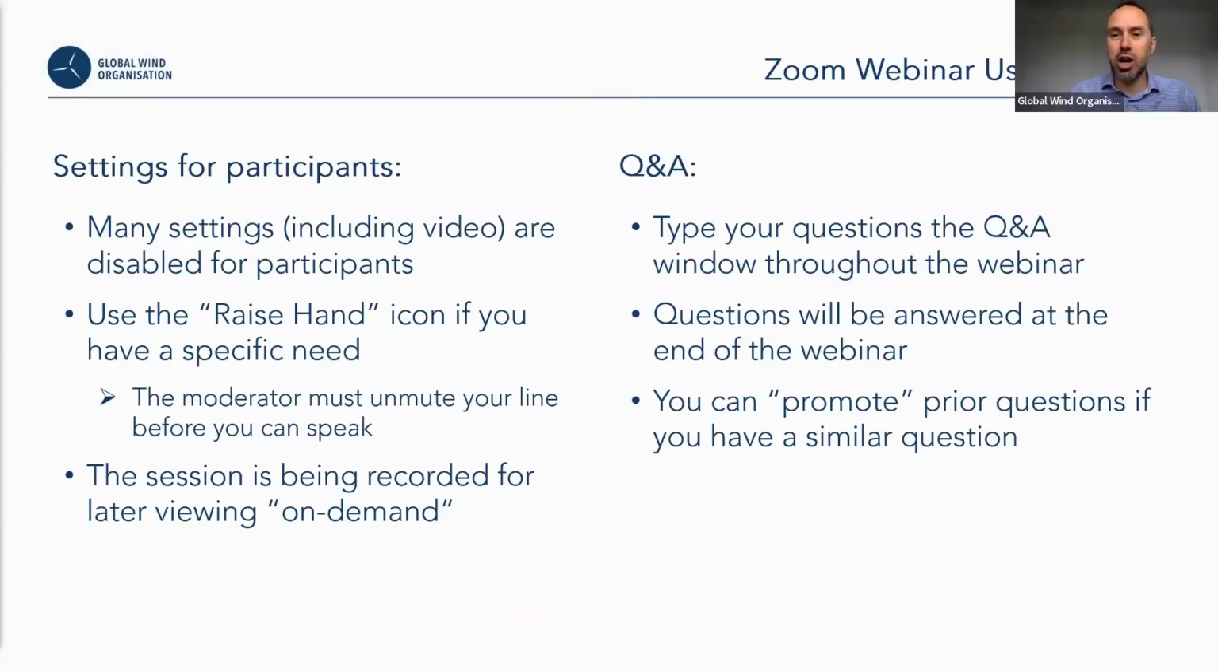So a few tips on Zoom. You're going to see that you maybe don't have some of the Zoom settings that you're used to. We disable a lot of those things for webinars. There is a raise hand icon that you can click on if you have any specific needs. You cannot speak unless the moderator, myself, or my colleague who's assisting with this unmutes your line. But you can type in the chat window and we will be able to see that throughout the session.